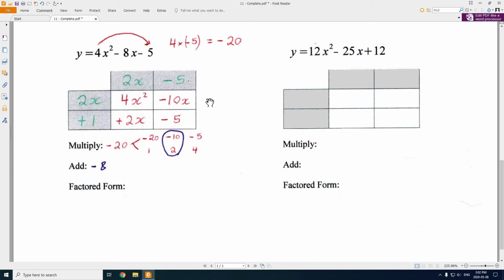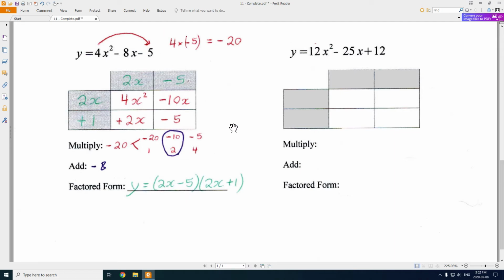Okay, so that is my factored form. 2x - 5 and 2x + 1. 2x - 5 times 2x + 1. Now in this case, let's double check if this works here. 2x times 2x is 4x squared, right? That's where our 4x squared comes from. We have our middle terms and our -5 at the end.